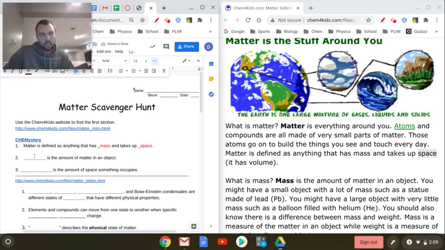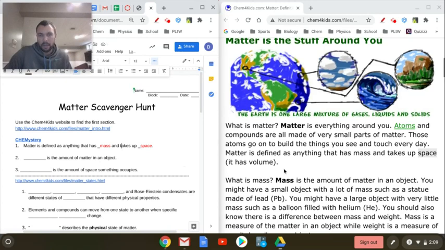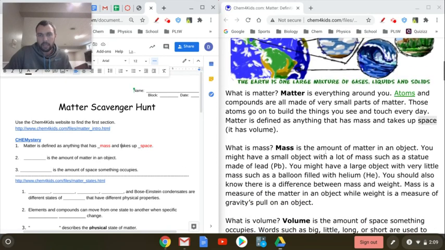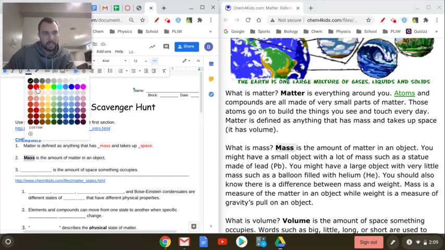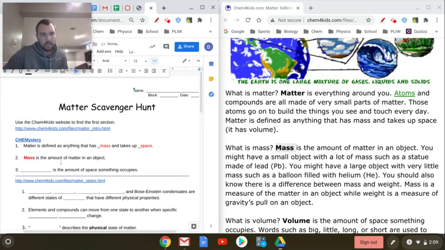All right, question 2. Still on the same website here. Blank is the amount of matter in an object. Okay, so what is mass? Mass is the amount of matter. There it is, right there, mass. Okay, mass is the amount of matter. Oh, that's bolded already. I'm just going to change that to red. You can leave it bolded if you want, but that's up to you. But the color is really the main thing I'm looking for.